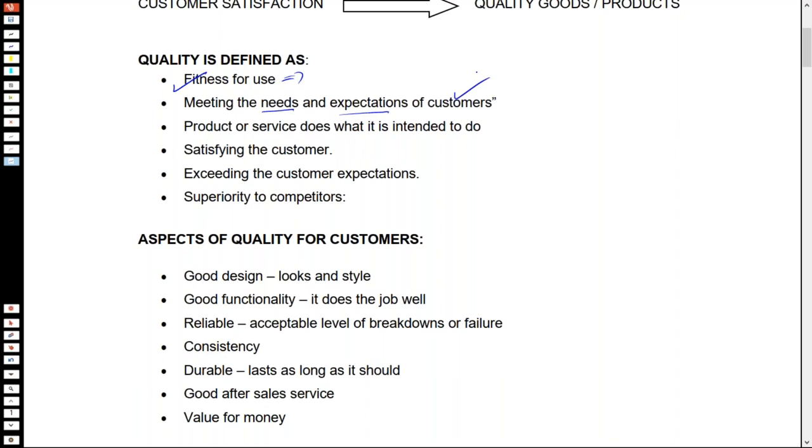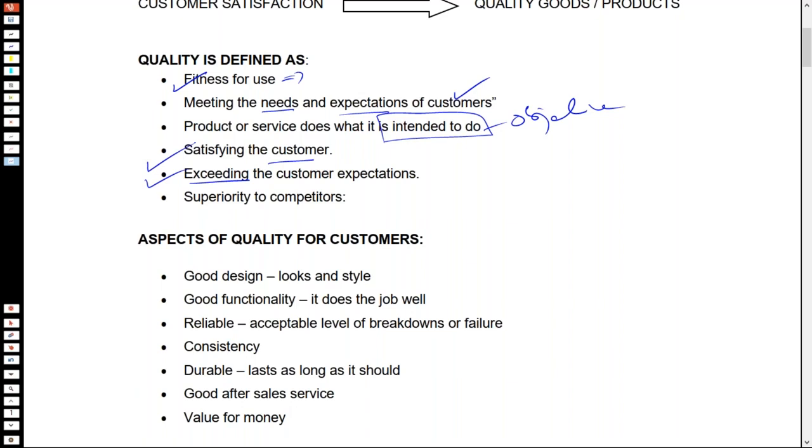The third is that if your product is doing what it is intended to do, that is, it is fulfilling its objective, fulfilling what you have committed with respect to the product, that is considered a quality good. Then if you are satisfying the customer, exceeding the customer's expectations, and so on, that is all going to be considered quality. So when we talk about the concept of quality, it could be defined as anything. There is no single definition. It could be fitness for use, it could be meeting the needs and expectations of customers, it could be exceeding them.